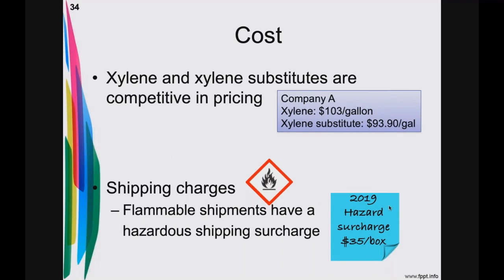And then, as I told you, depending upon the length of the hydrocarbon chain, some of them on a physical level, they're not even flammable. So you don't even have to worry about special storage conditions for it.